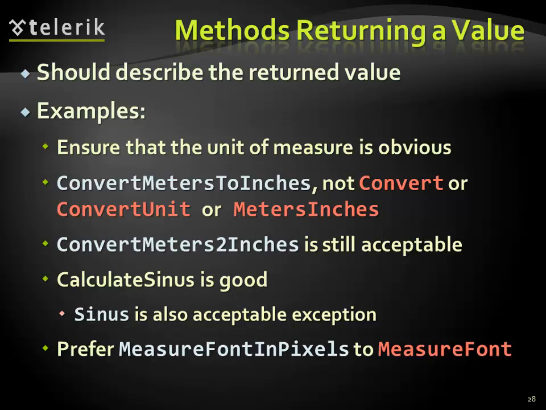Sometimes I've seen methods that do not clearly explain the type of measure, the unit of measure that they're going to convert things from and to. For example, in this last case, measure font in pixels is much better compared to measure font, because the font could be measured not just in pixels, it could be measured in points and in other means. So it's always better to indicate what you're measuring the font in. Especially since sometimes you might need a few methods for measure font, one in pixels, one in points. If you didn't have that, your methods would have exactly the same names, and that would make them quite confusing.